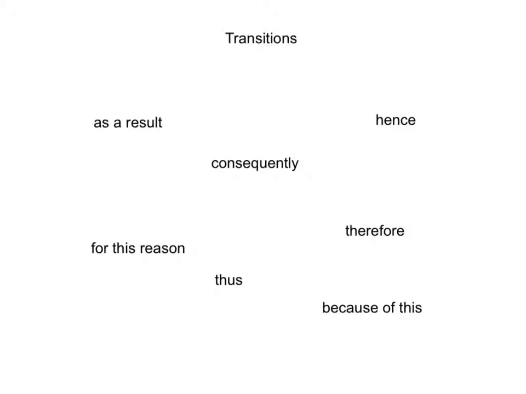If you're trying to show the effect of something, these might be useful: as a result, consequently, hence, for this reason, therefore, thus, because of this. And finally, if you're moving towards the end of your argument in a paragraph or in a paper, these might be useful: finally, in conclusion, at last, overall, to conclude.